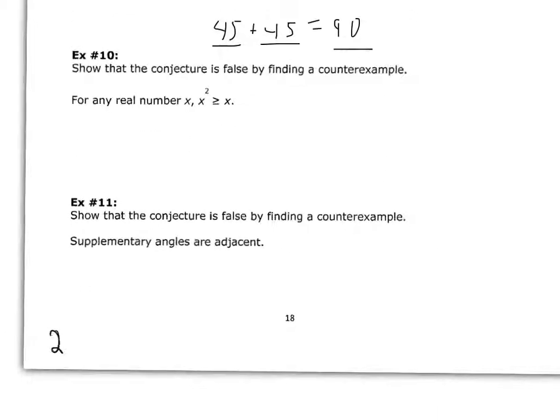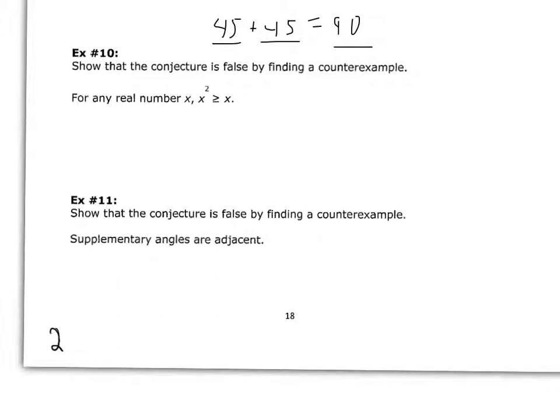Okay, let's look at number 10. Two more. Show the conjecture is false by finding a counterexample. It says for any real number x, x squared is greater than or equal to x. So let's just try a couple. We're going to let x equal 1/2, for example. Let's throw that in there and square it. 1/2 times 1/2 gives you 1/4.